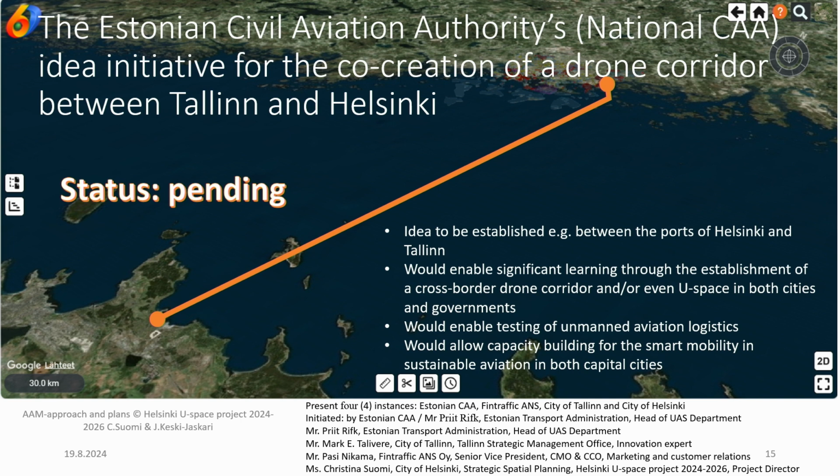initiative. Now that I'm speaking here as a resident of Helsinki, speaking here in Tallinn, the Estonian Civil Aviation Authority's idea is to do co-creation and build a drone corridor between Tallinn and Helsinki. This is very interesting, and it would be established between Helsinki and Tallinn and would enable learning and, of course, testing unmanned aviation. Very interesting case.